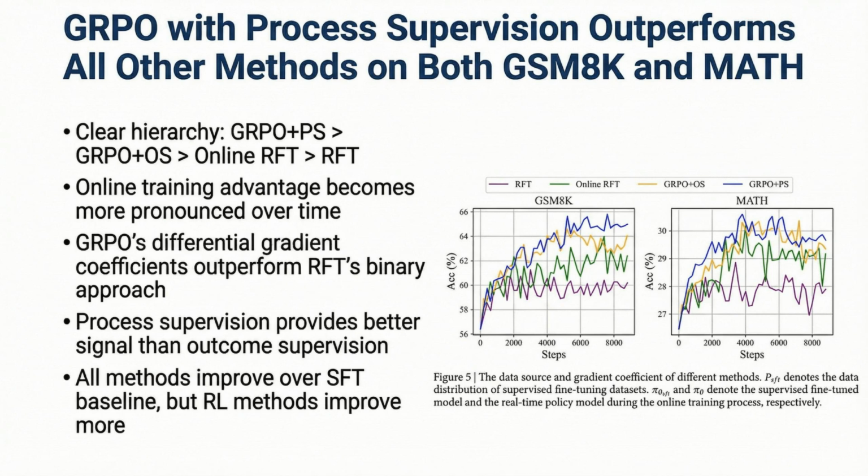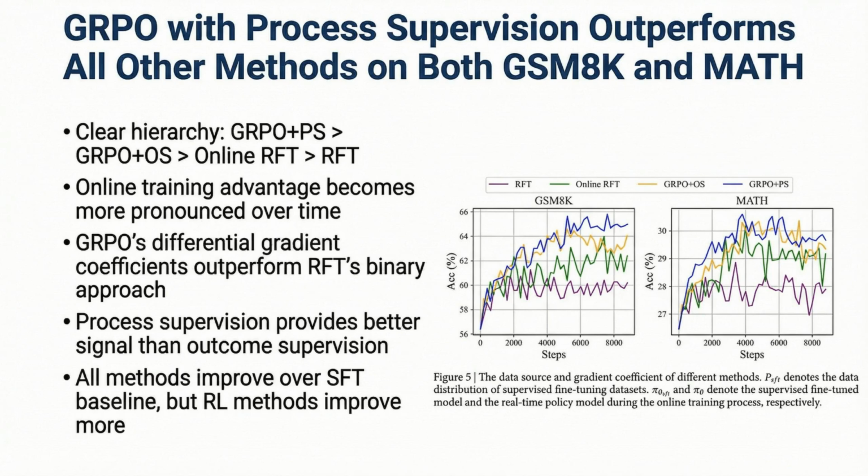Now let us look at the experimental evidence. Figure 5 from the paper shows the training curves of 4 methods on GSM-8K and MATH. Before I reveal the results, let me ask you to predict the ranking. We have RFT, offline, binary rewards. Online RFT, online, binary rewards.